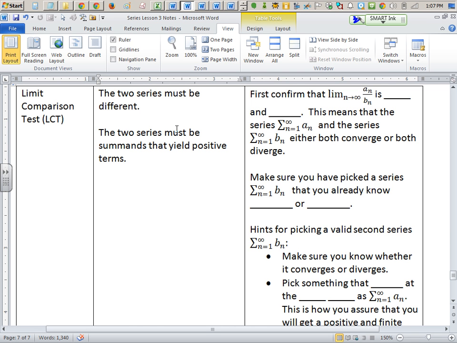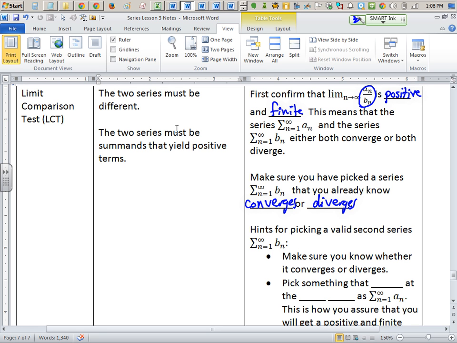And just make sure that the limit, when you choose your b sub n, the limit of a sub n over b sub n is positive and finite. I'll have to erase this in a minute, so make sure you write that. And make sure you've picked a series b sub n you already know converges or diverges. So like the DCT, you're trying to pick a familiar series, not just a random series. Pick a geometric series or pick a p series or something. Okay.